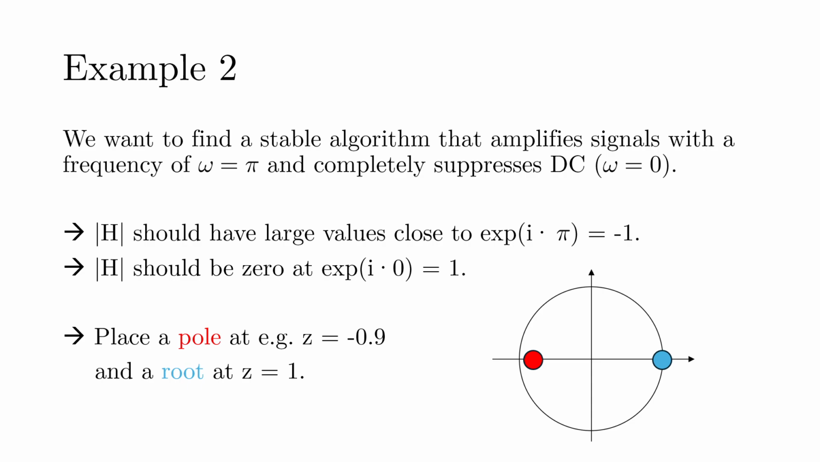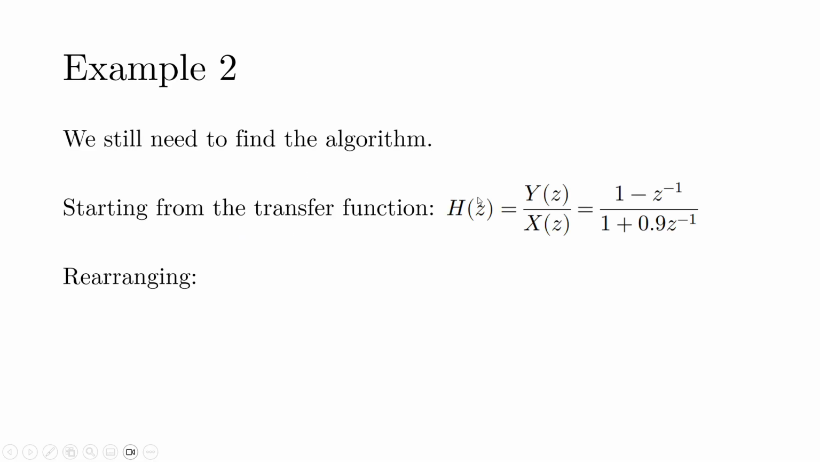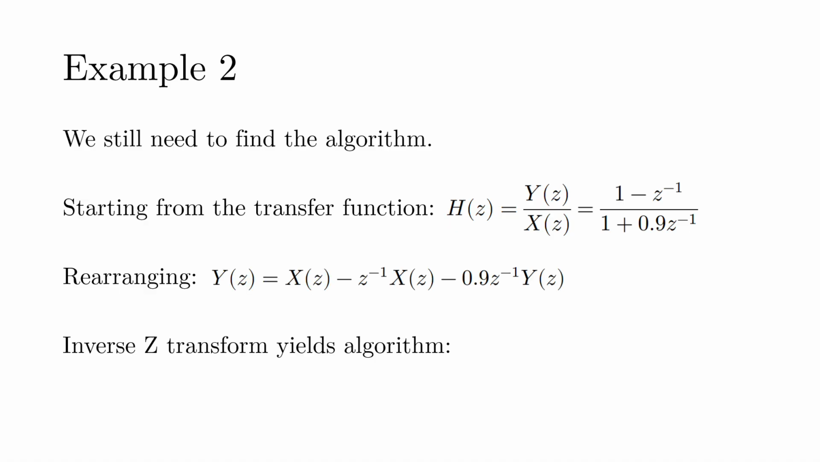So let's find a transfer function which fulfills that property, and one example would be this. You can check that yourself. If you plug in 1, then the numerator will be 0, so that's a root. If you plug in -0.9, then the denominator will be 0, so that's a pole. And again, going back from that, starting at y over x equals this fraction, rearranging and using the inverse Z transform, y of z becomes y n, z to the -1, x of z becomes x n minus 1, and so on and so forth, yields this algorithm, which should first completely suppress DC, and second strongly amplify pi frequencies.